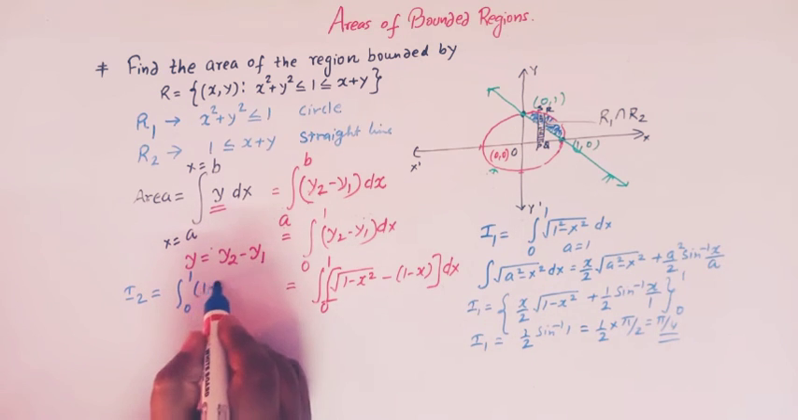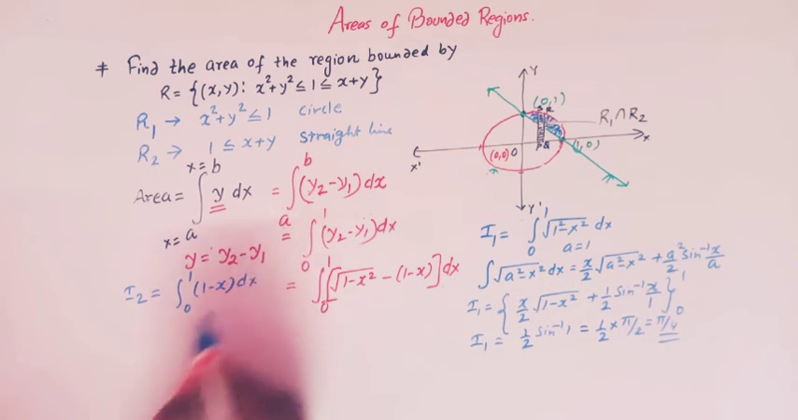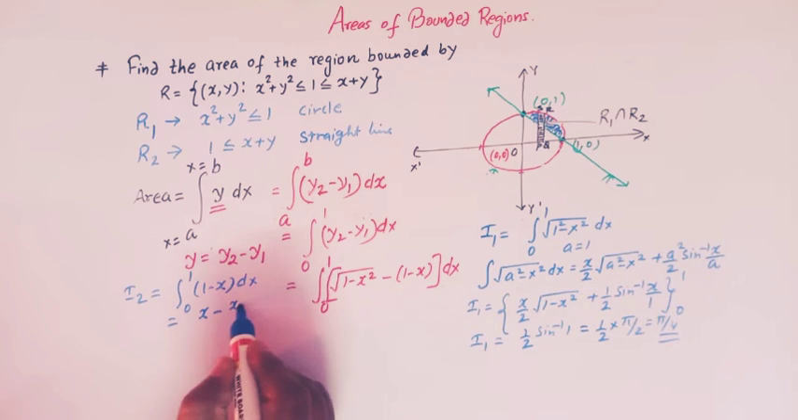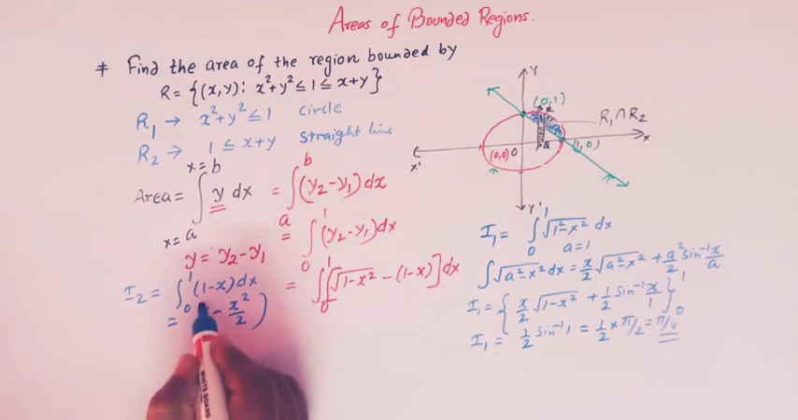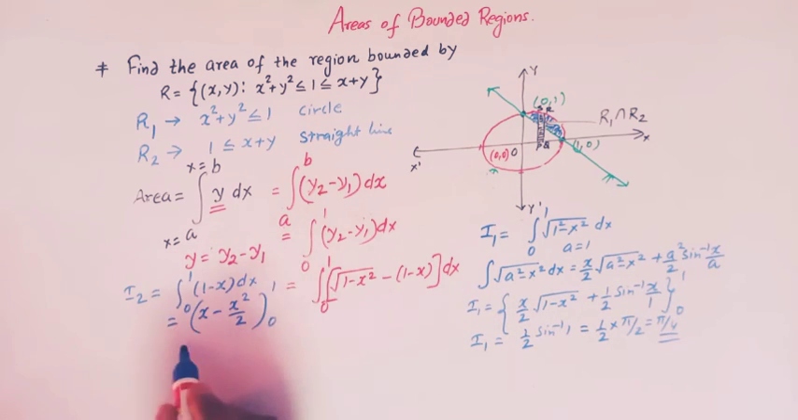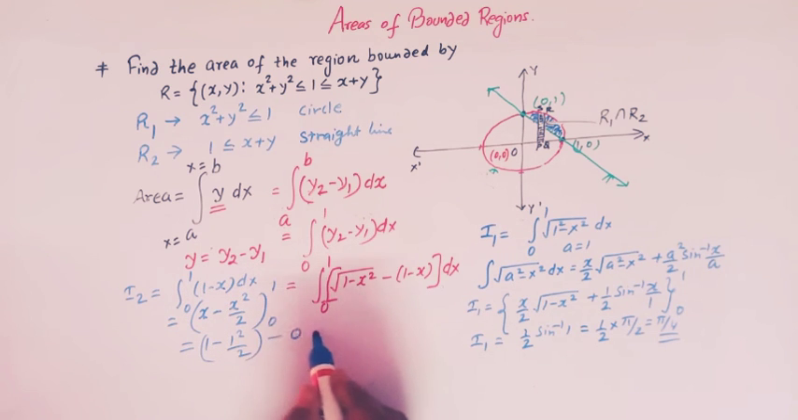And I2 is given by this integral, 0 to 1 of 1 minus x dx, and the integral of 1 dx is x, and here we have x square over 2, and the limits are from 0 to 1. When we take x equal to 1, we have 1 minus 1 square over 2, and when we take x equal to 0, we have 0, and 1 minus half is half, right?